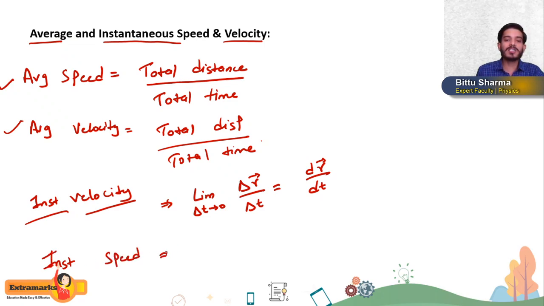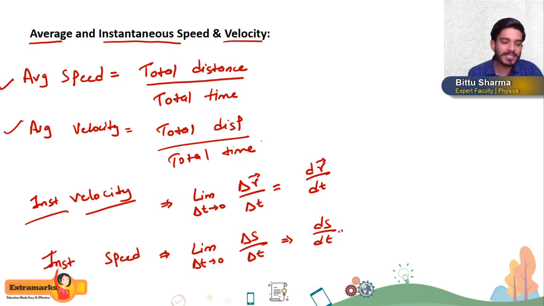What will be instantaneous speed, students? Instantaneous speed will be the limit as delta t tends to 0 of delta s divided by delta t. Yes or no? Delta s is the distance, delta t is the time. So when the limit delta t tends to 0, you can write this as ds by dt. I hope you are getting this. This is the concept of average velocity and instantaneous velocity, average speed and instantaneous speed.